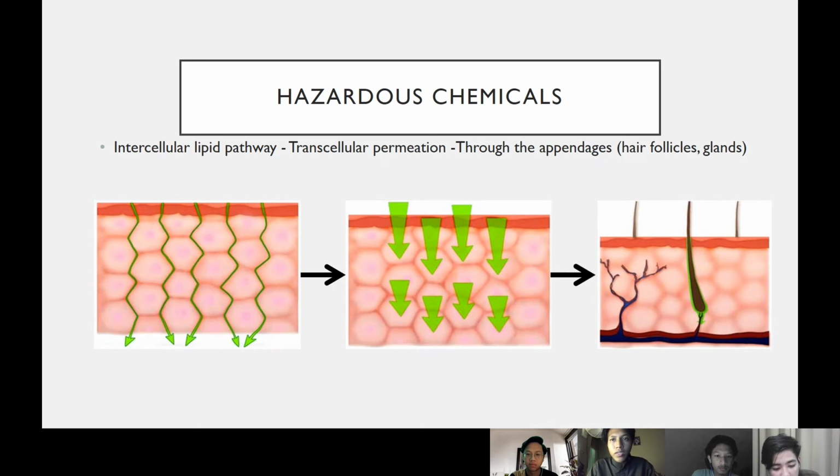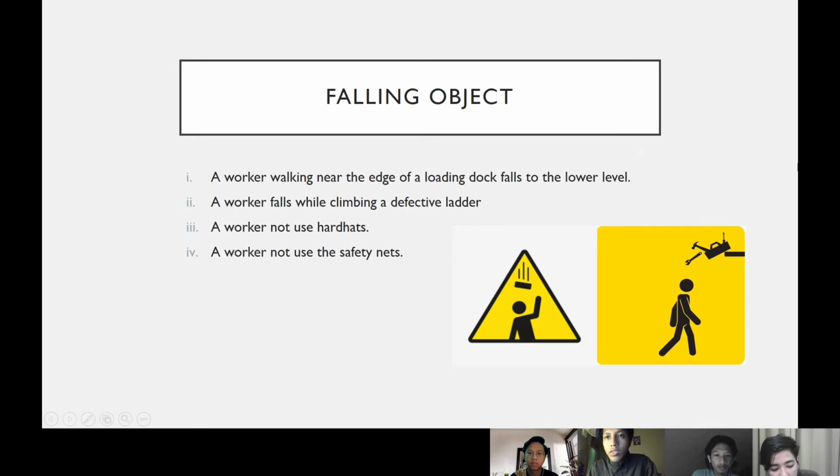The third is falling objects. First, a worker walking near the edge of a loading dock falls to the lower level. Second, a worker falls while climbing a defective ladder. Third, a worker does not use a hard hat. And the last, a worker does not use safety nets. So that's all. We move to suggestions to control the risk.